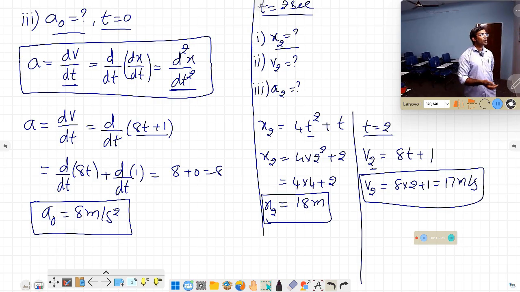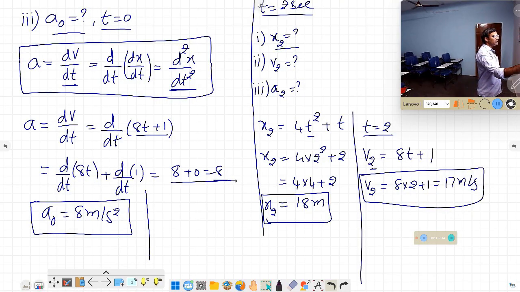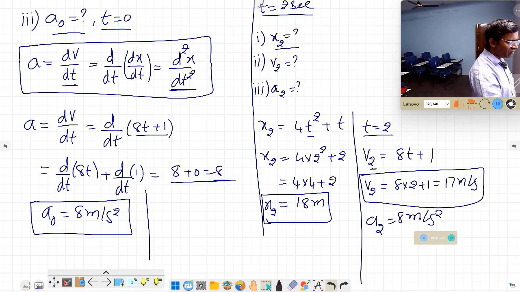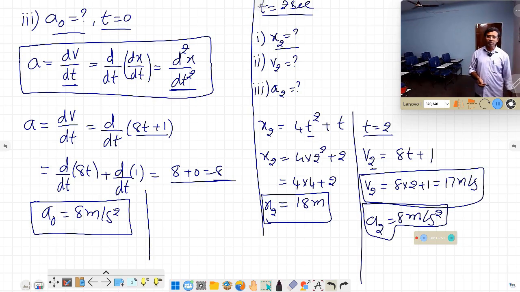Similarly, the third question. What is the third question? Acceleration. What is acceleration? Acceleration is nothing but dv by dt. After differentiating, we did not get any time function. So if you differentiate the above equation again, you will get the same value. That means the acceleration at 2 seconds is also 8 meter per second, because it is independent of time. So this is the way you have to solve the problem.